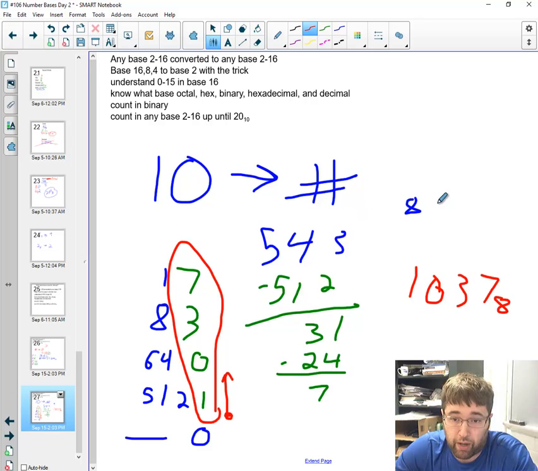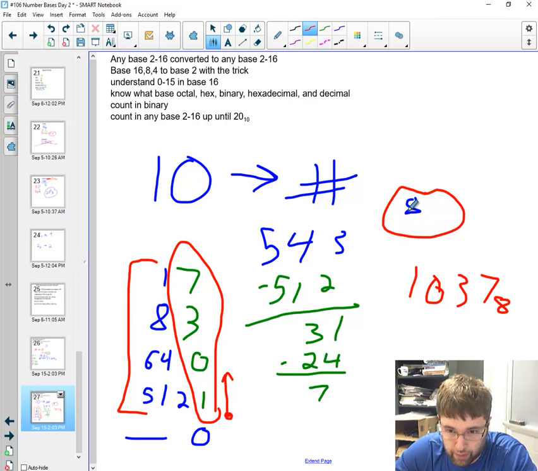And again, it doesn't matter what base we're going to. The only thing that changes are these blue numbers right here. Other than these blue numbers, nothing changes depending on what base we're going to, as long as it's decimal to that base.